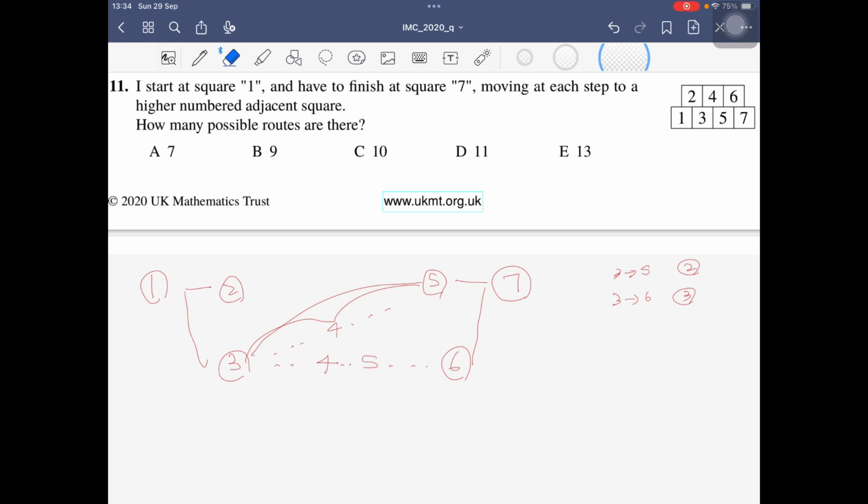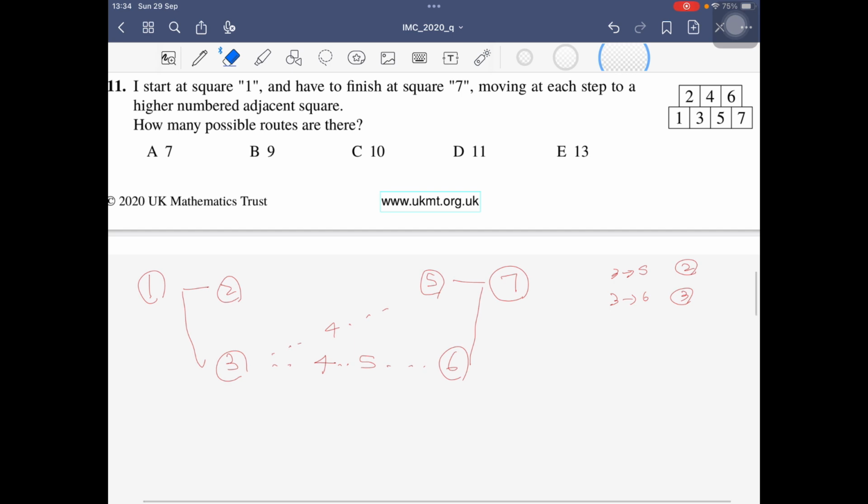So when you think about the number of ways, we need to consider how many steps we make. So for example, 3 to 5, we have just 1 step or 2 steps. 3 to 6, we cannot make 1 step, so 2 steps, 2 steps, 3 steps. So this is a good way to think, not to lose where we are going.